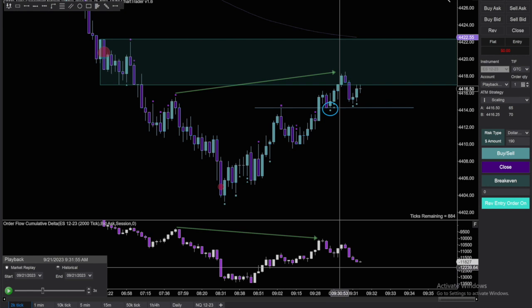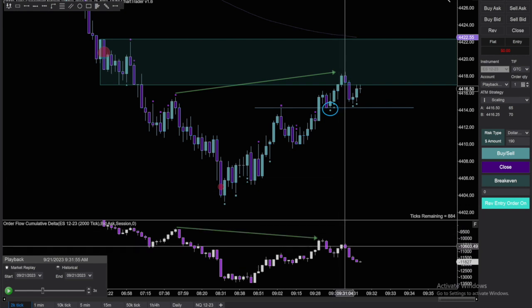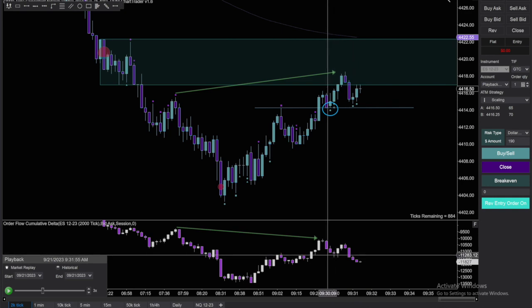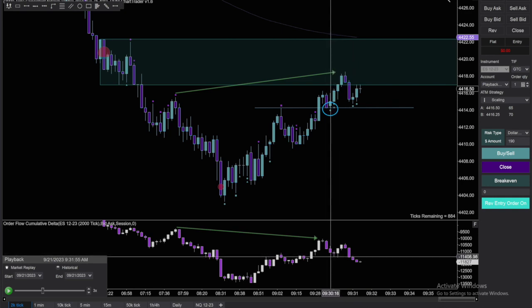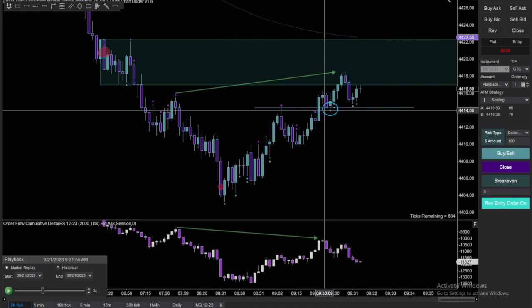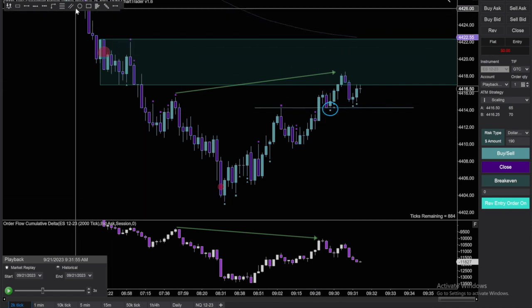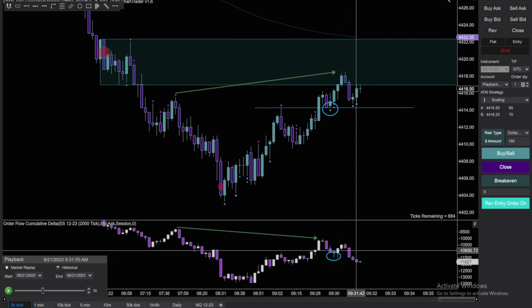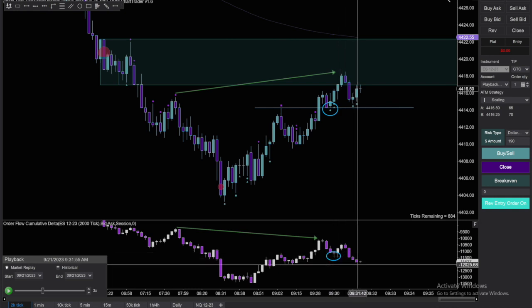The other thing I want to point out is look at how the delta here is already slamming downwards, and we've already taken out the delta low of this swing here, right? So that little swing low we have circled on the delta is down here. And we've already taken that out on delta. So we're showing a lot of bearish delta here.